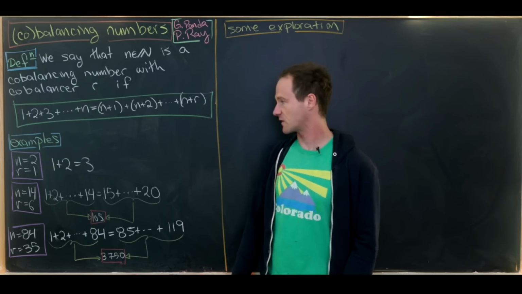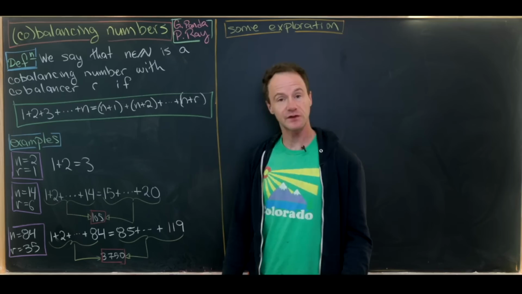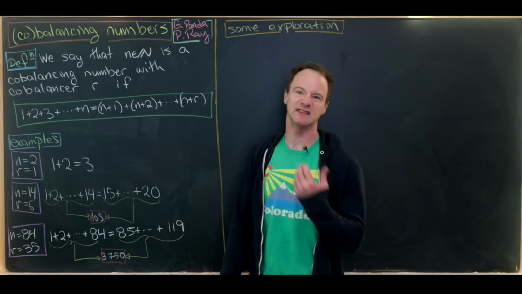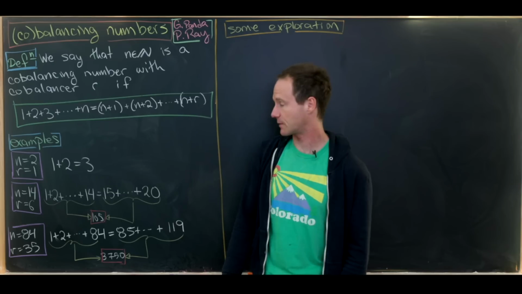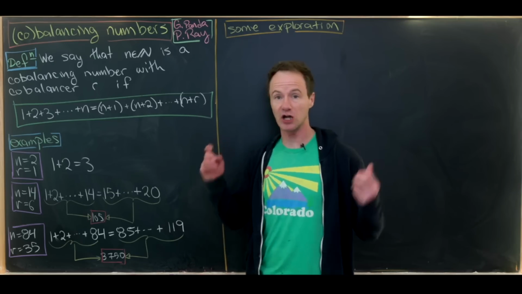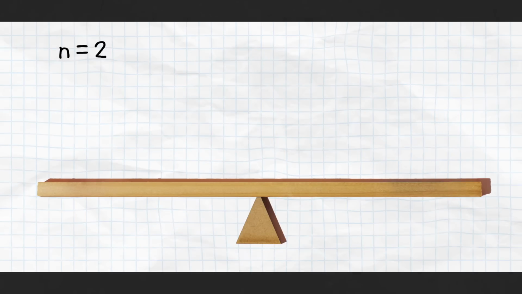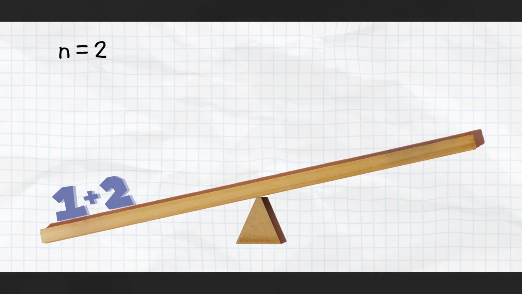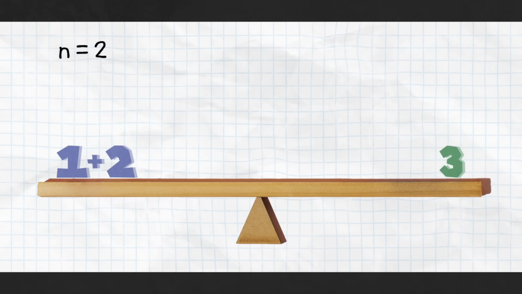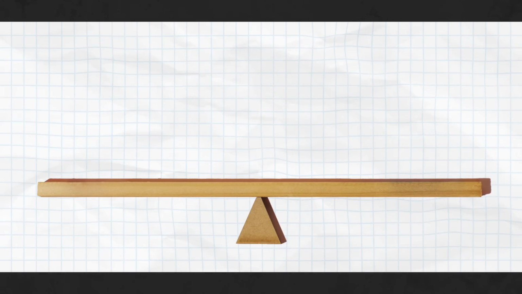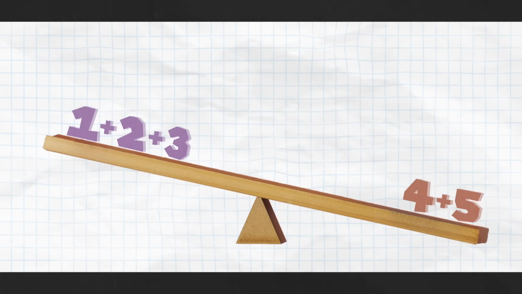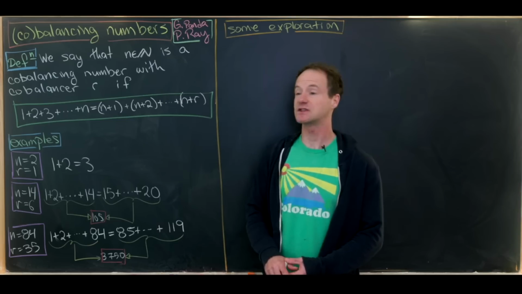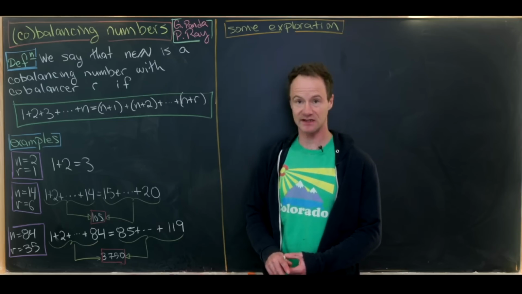So let's look at our first couple of examples. The first example that I haven't written here is 0, and in this case we do take 0 to be a co-balancing number. Then the first non-trivial example would be the number 2, and its co-balancer is 1. That's because we have 1 plus 2 is equal to 3. That's pretty obvious.